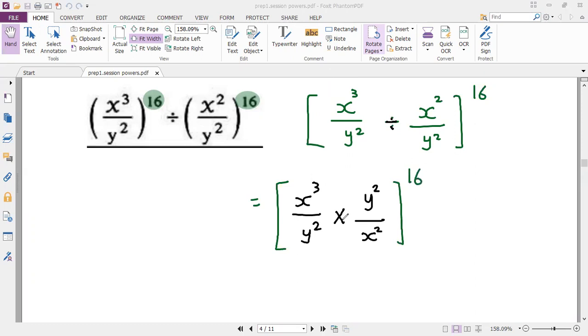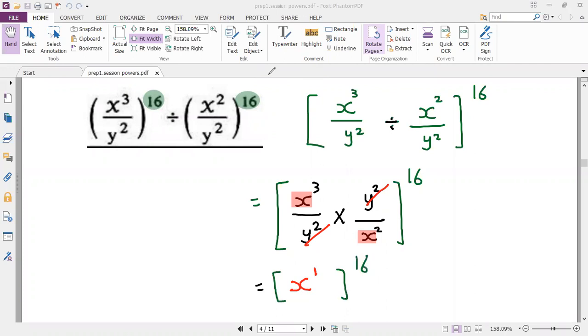Tidy it up, simplify here. We have y to the power of 2 at the top and y to the power of 2 at the bottom, so one cancels the other out. You are left with x to the power of 3 at the top and x to the power of 2 at the bottom. So we are dividing. When dividing, we write the base as it is. The base here is x, and they are like bases. So we write x and subtract powers. 3 minus 2 equals 1. And don't forget, all raised to the power of 16.